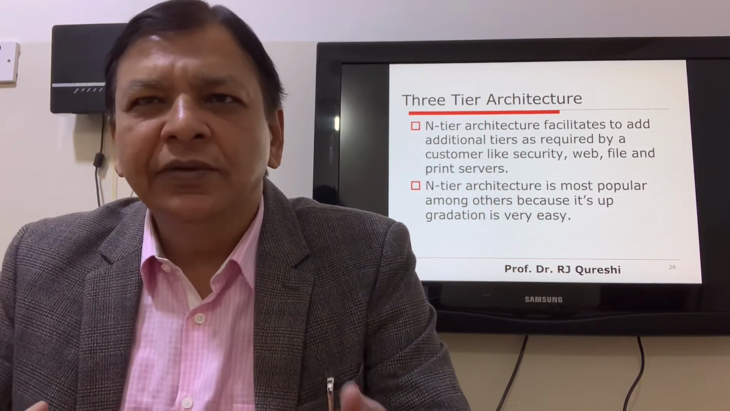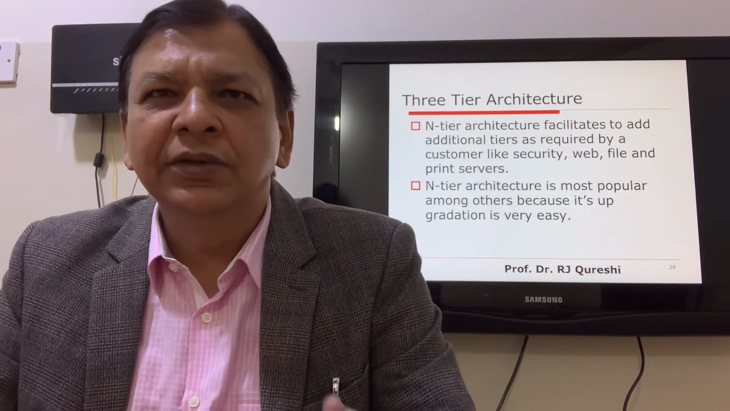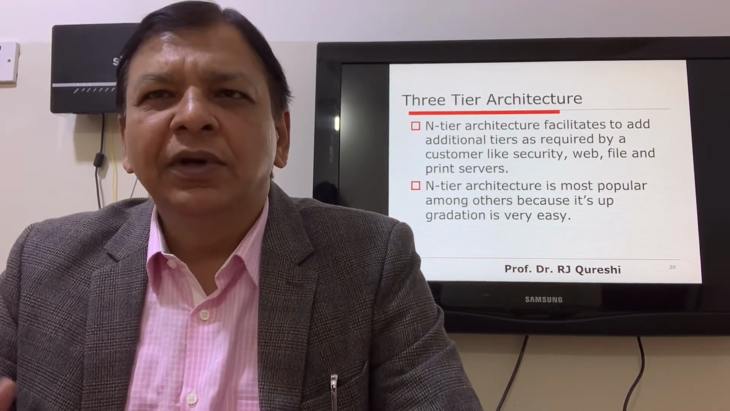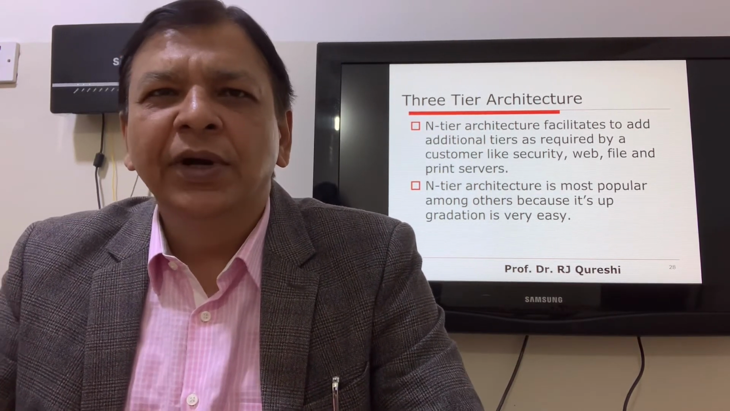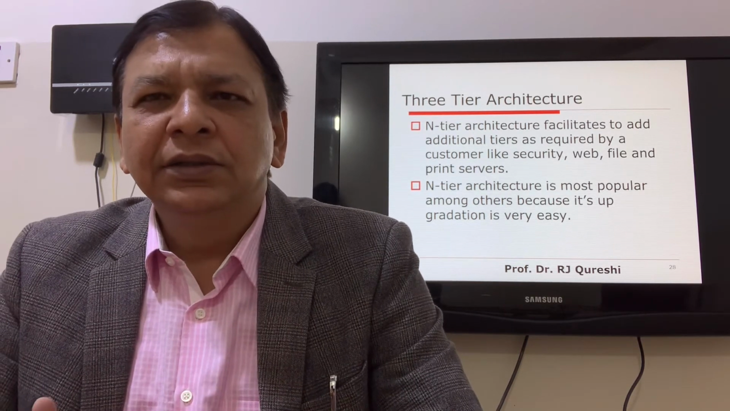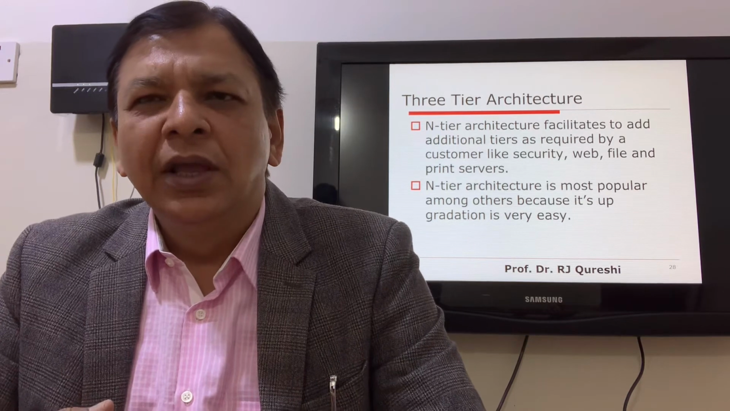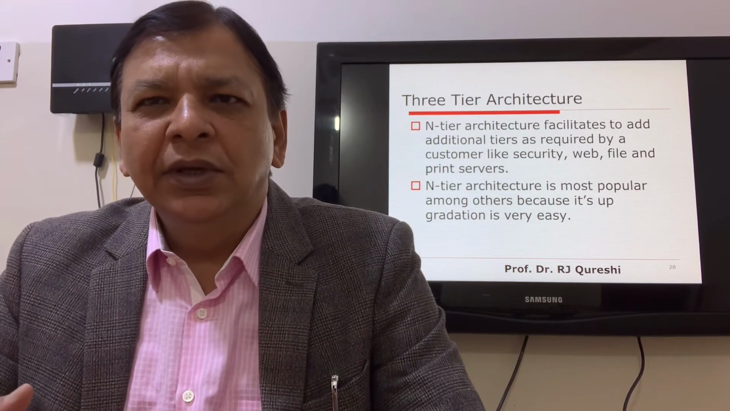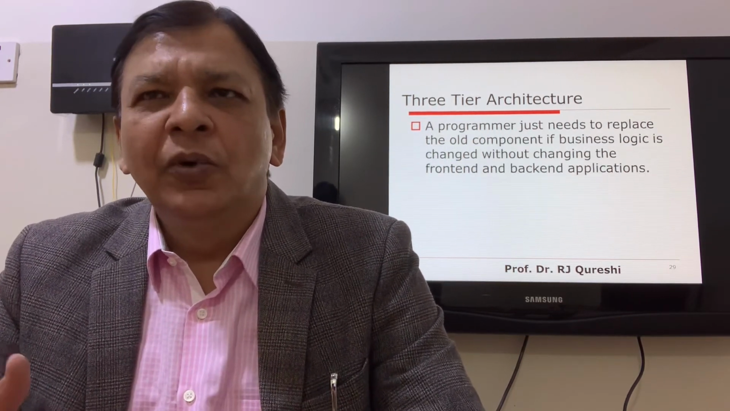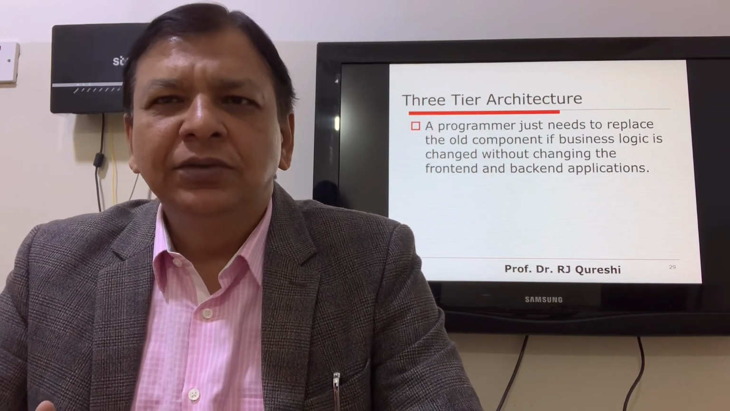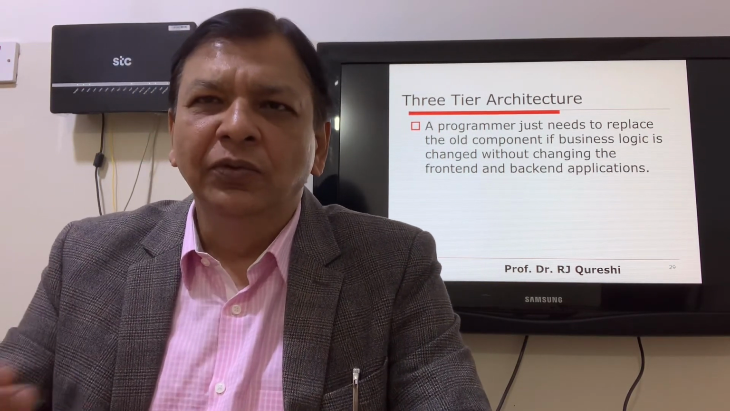Front-end server can have a security server, middle tier can have a security server, we can have web server, we can have file server, we can have print server. N-tier architecture is the most widely used architecture among all client-server architectures. The reason is that upgradation is very easy. A programmer just needs to replace the old component with the new component.